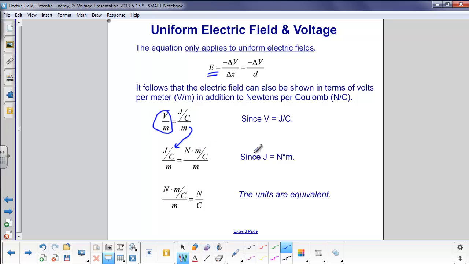And then we say, well, what's a joule? A joule is a Newton meter. So we come over to the right here, we replace this joule with a Newton meter. So now I have a Newton meter per coulomb, and I still have the meter left over from here. That's the distance. I then come down to here, and I have Newton meters per coulomb over meter. The meters cancel out, and I'm left with newtons per coulomb. So when we measure electric field, we can measure it in volts per meter or newtons per coulomb. They are both absolutely identical.